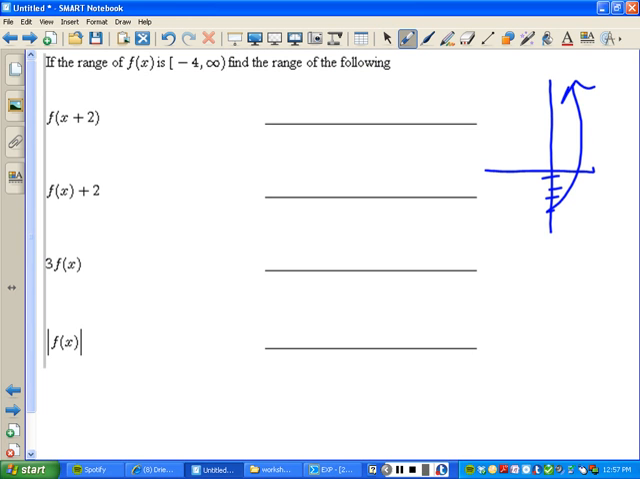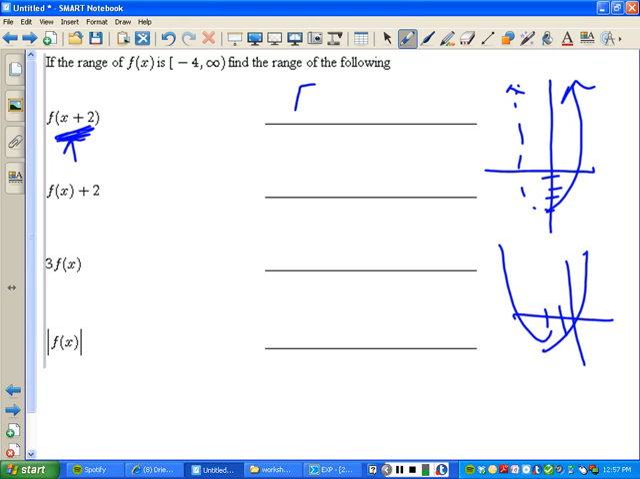All right. Now, if we take this and shift it, and even if you want to call it a parabola and move it up this way, it's fine too. If you shift it to the left 2 units, which is what this is going to do, does that really affect anything? No, it's not changing anything. The range is still going to stay the same, -4 to infinity.